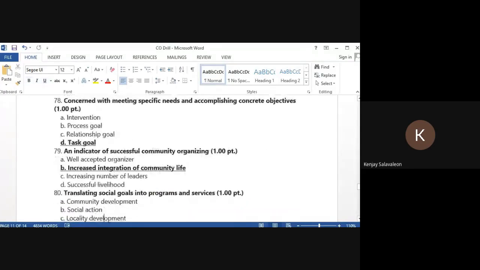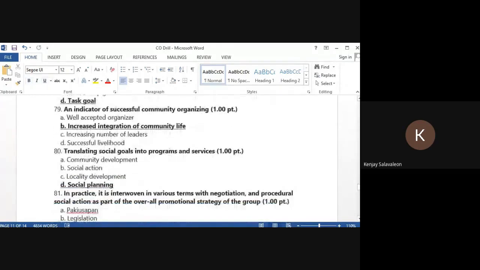78. Concerned with meeting specific needs and accomplishing concrete objectives. So, it is task goal. I think nabalik na ito. Basta, pag CO talaga, tatlong goals. Task goal, relationship goal, and process goal. Task goal, ibig sabihin doon lang sa specific activity na towards the accomplishment of purpose, goal, or objective.